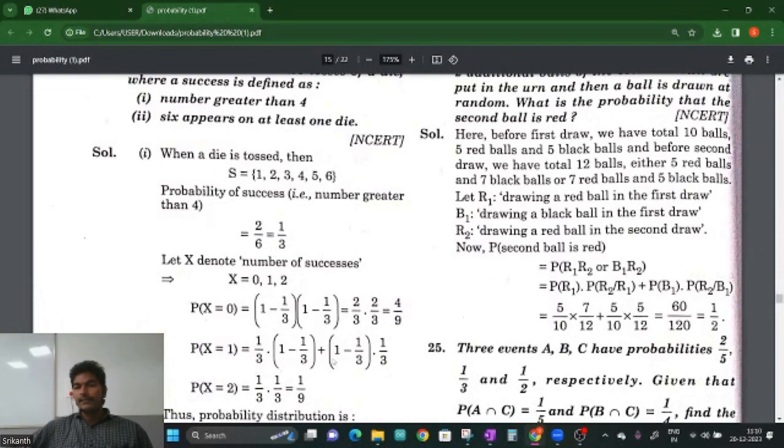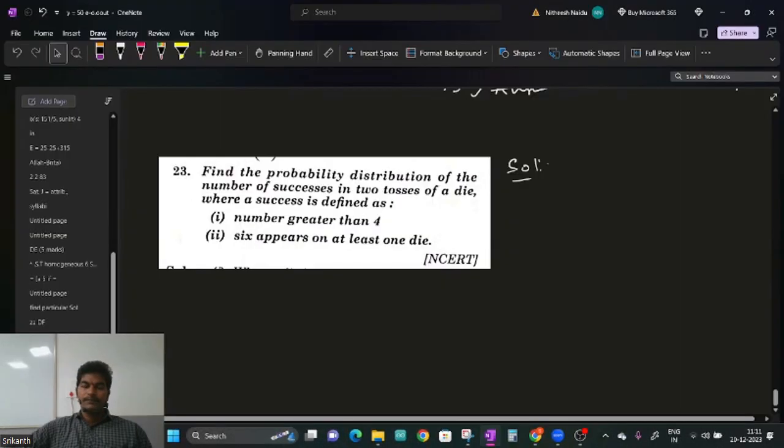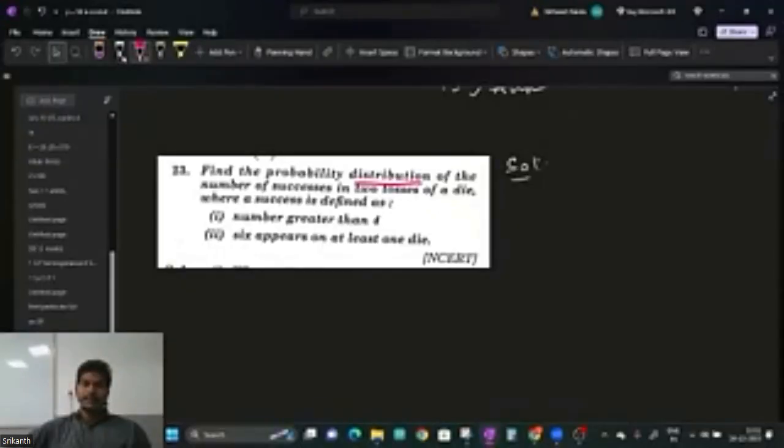0 success, 1 success, and 2 successes. This is the distribution table. For the probability distribution, we should create a distribution. Distribution means all things that can happen will be calculated. That will be created as a table, so we should create a table of successes.